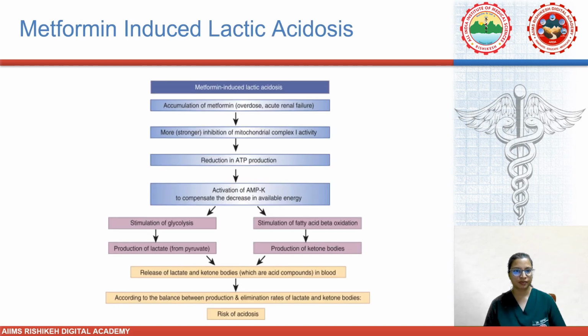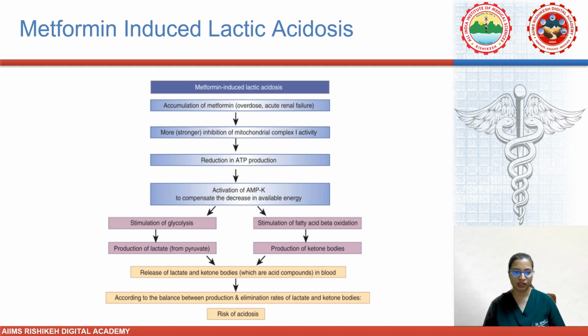So, how does metformin lead to lactic acidosis? With the accumulation of metformin in case of overdose or acute renal failure, there is a stronger inhibition of mitochondrial complex 1 activity, which leads to reduction in the ATP production and activation of the AMPK to compensate for the decrease in available energy. This results in the stimulation of glycolysis and production of lactate, and stimulation of fatty acid beta oxidation and production of ketone bodies.